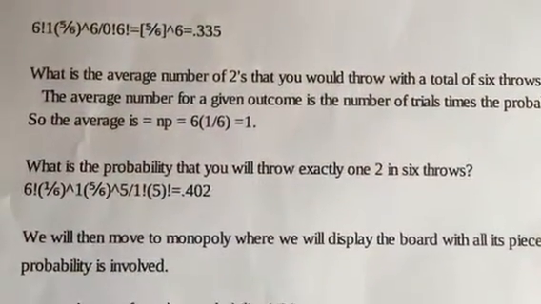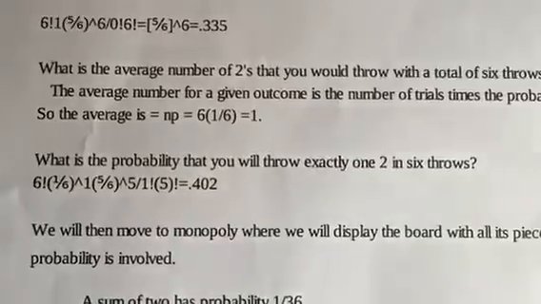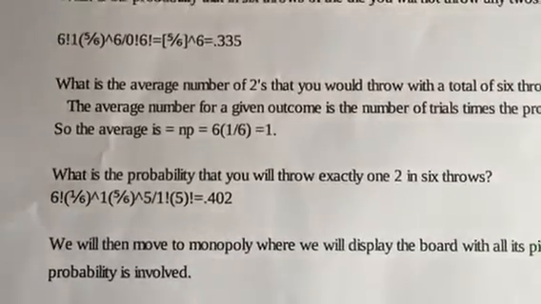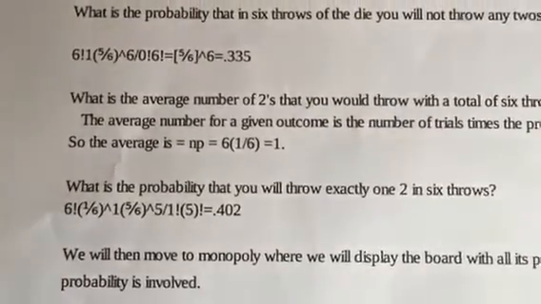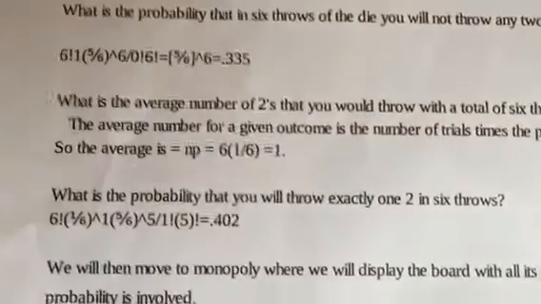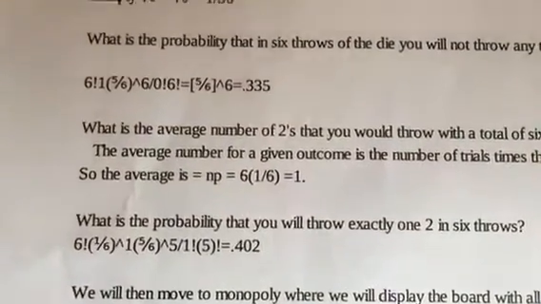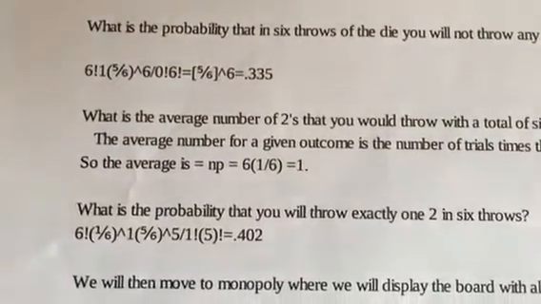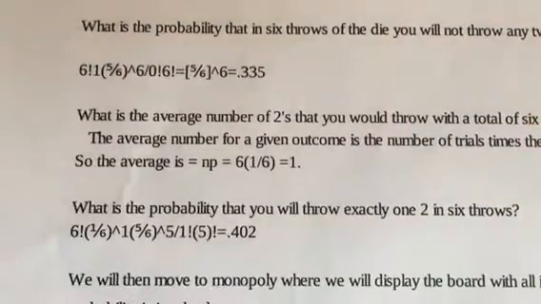What is the probability that you will throw exactly one 2 in 6 throws? To find that, you have to multiply the number of sides of the die by the number of chances it has to land on the 2, which brings you to 0.402 for exactly one 2 in the sequence of throws.